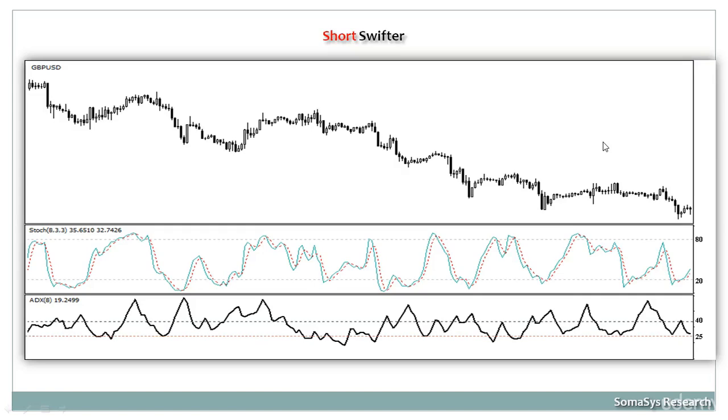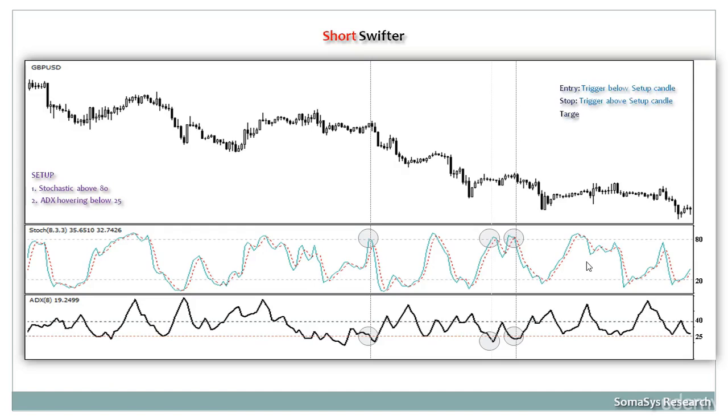Okay, so we have this currency pair here, GBP USD. Setup formation requires a stochastic indicator to have an overbought reading and ADX to hover below 25. So we have such situations on this chart here, here and here. Once we have preliminary conditions being met, we then need the first occurrence of a black candle for defining entry, stop and target. So entry is going to be below the setup candle, stop is going to be above that very candle, and target will be the preceding swing low.